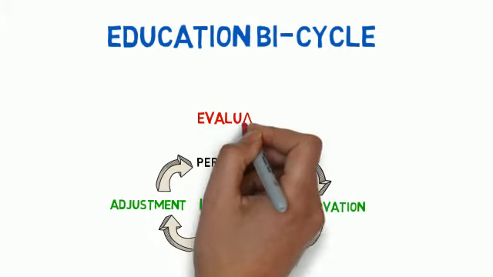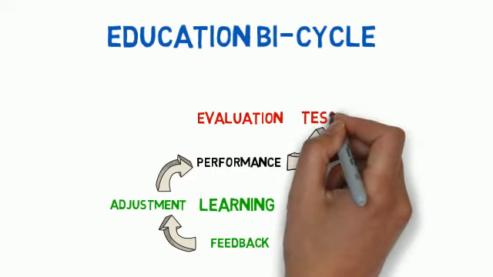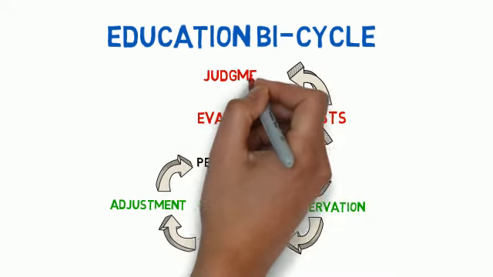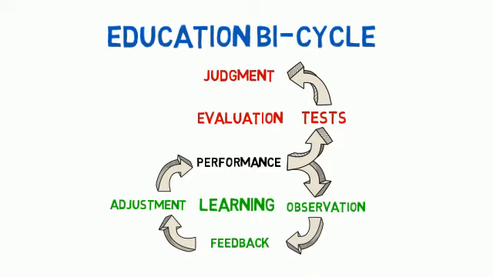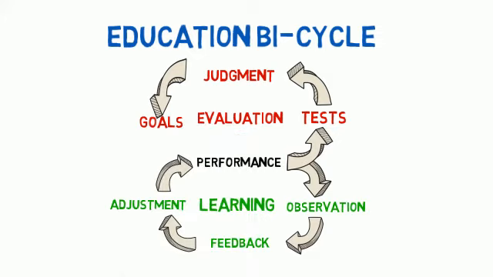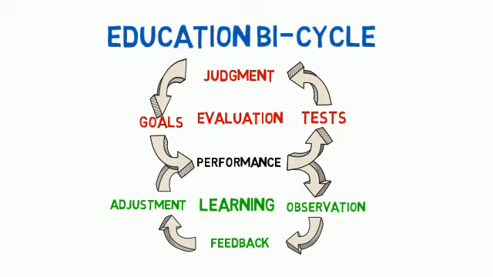The upper circle applies a test to the student's performance, which allows a judgment on the performance measured against the expectations set out in the course or performance goals. This cycle is the summative process that documents achievement. The education bicycle demonstrates the critical role for explicit goals and expectations, which are necessary for evaluation, and direct observation of the learner's performance, which allows meaningful feedback.